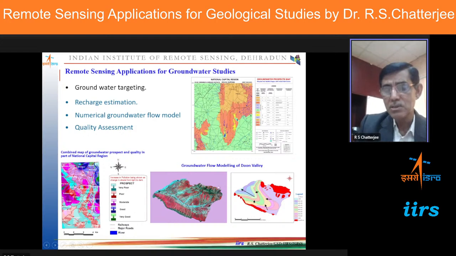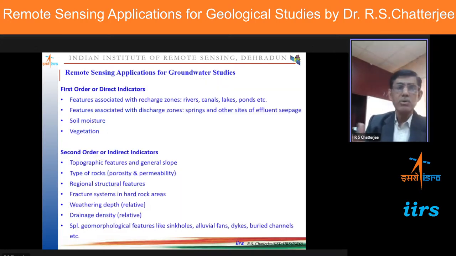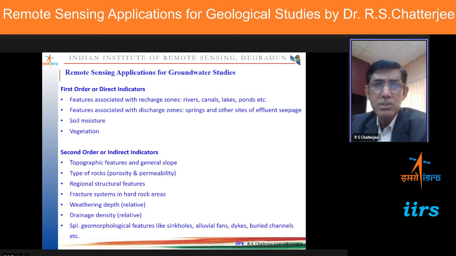Similarly, here in this case, you see groundwater flow. What is the groundwater flow? Which direction is it flowing? Isn't it? So those kinds of information you can obtain from remote sensing and the geographic information system together. Now you see, from remote sensing images, we can use some kind of indicators for prospecting of groundwater.